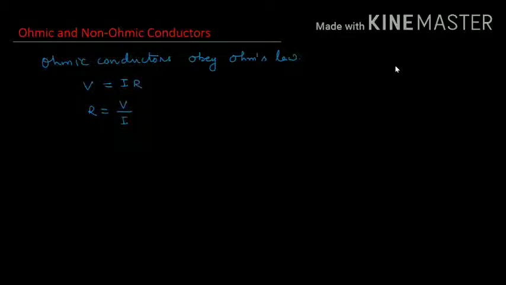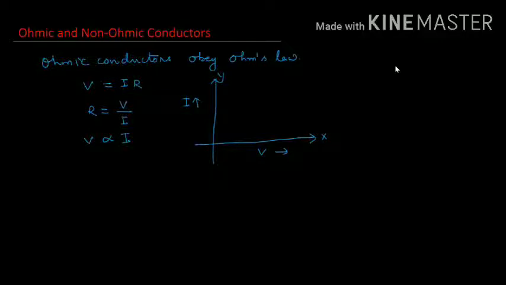Or we can write V is proportional to I. So current increases with increase in potential difference. So the nature of the graph is like this. Suppose V is plotted along the x-axis, and current I is plotted along the y-axis. So the nature of the graph is a straight line.